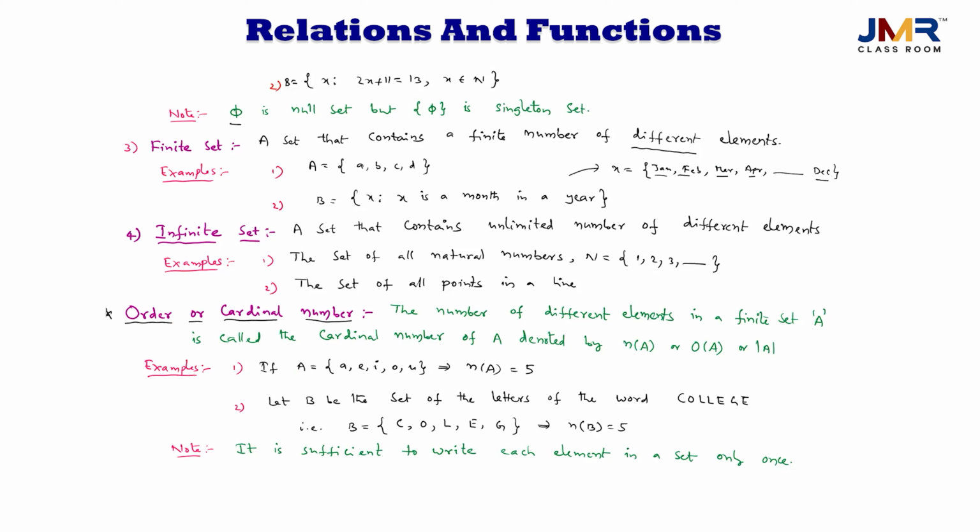So B equals the set of X such that X is a month in a year is also called a finite set. Similarly, suppose C equals the set of X such that X is a day in a week, then that is also a finite set because days means Monday, Tuesday, Wednesday, Thursday, Friday, Saturday, Sunday. It contains 7 elements. Now, the fourth one, infinite set.